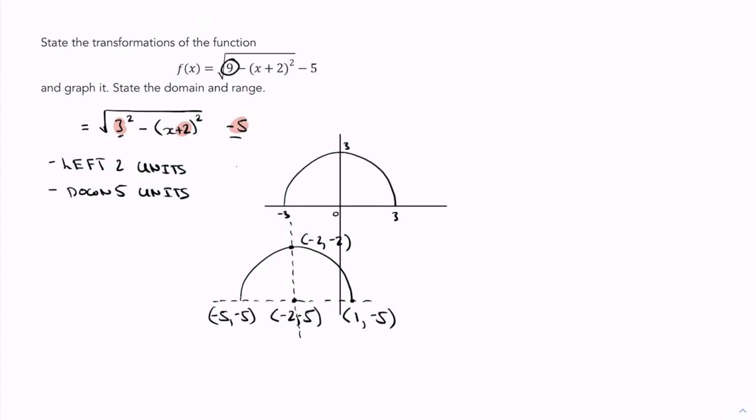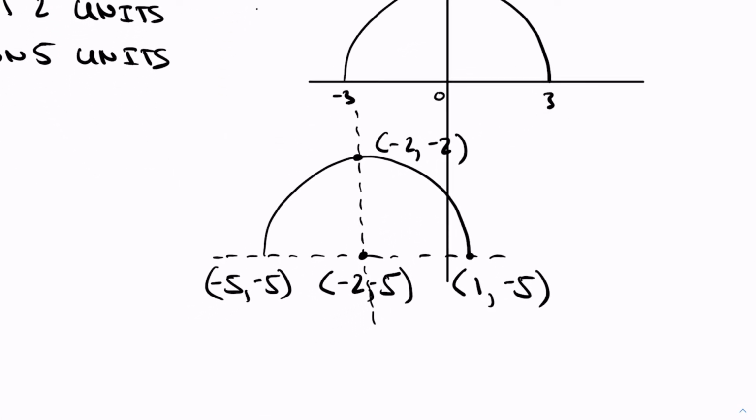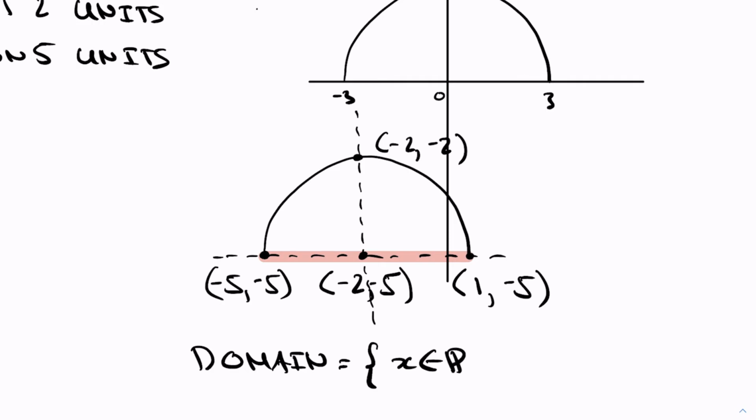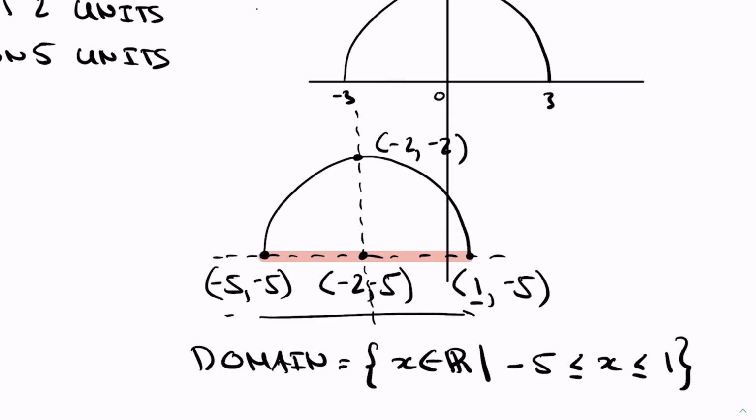To get the domain and range, we just look at all the x values for which this function makes sense. And this is a closed bound. It goes from one end to the other, and it's everything in between here. So that's going to be our domain. The domain is going to be all real numbers x, such that x is between -5 and +1. Again, just look at on the x-axis where it goes to from here to here.